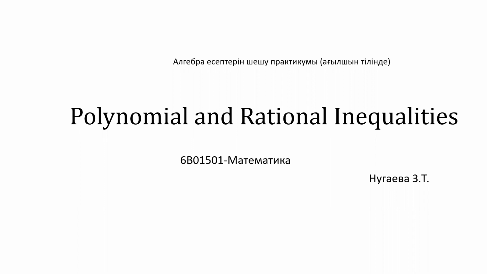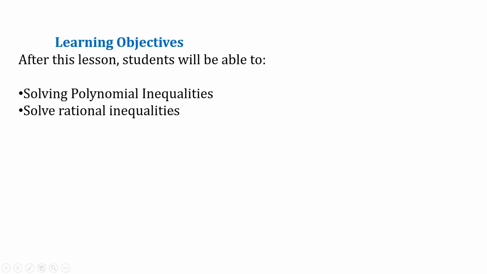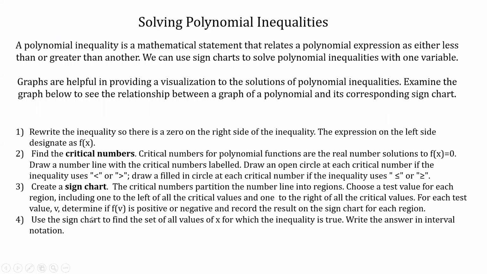So, we will consider polynomial and rational inequalities. Let's get started. After this lesson, students will be able to solve polynomial inequalities and rational inequalities. A polynomial inequality is a mathematical statement that relates a polynomial expression as either less than or greater than another. We can use a sign chart to solve polynomial inequalities with one variable.